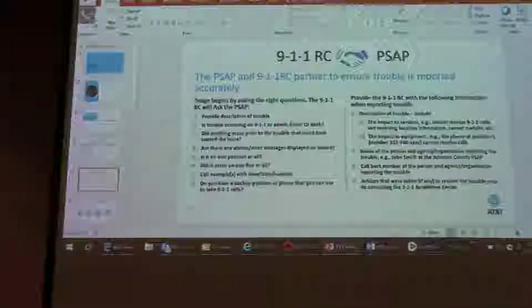Okay. Again, this is just more information on the relationship between the Red Center and the PSAP, the individual PSAP.